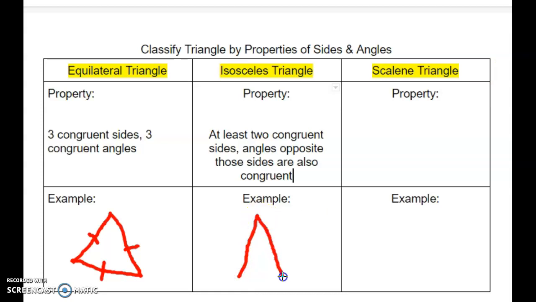It's very symmetrical, okay? The left and the right side are congruent, which means this bottom left and this bottom right angle are also congruent, okay?